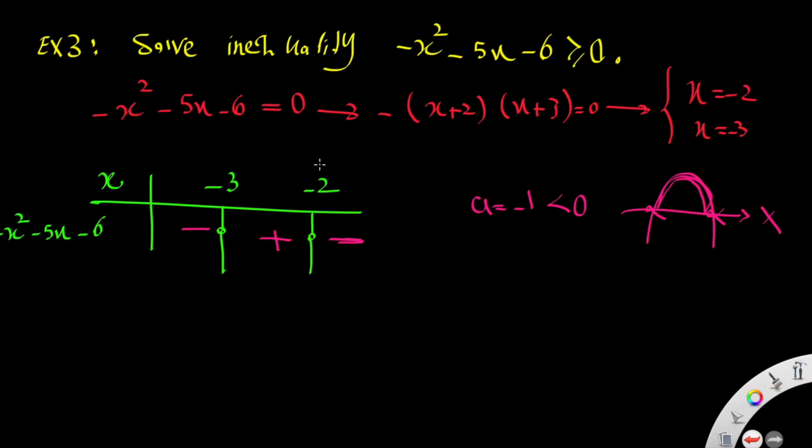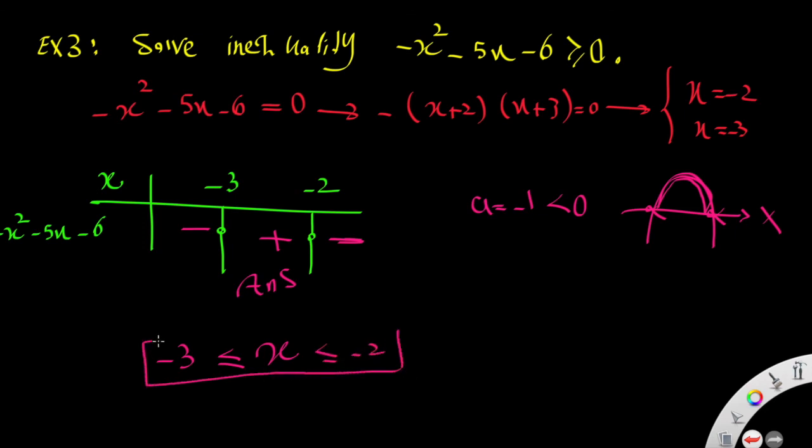What interval do we need? The interval in which this expression takes values greater or equal to 0. So this interval is our answer. x needs to be between negative 3 and negative 2 to make sure that this expression will take values greater or equal to 0.